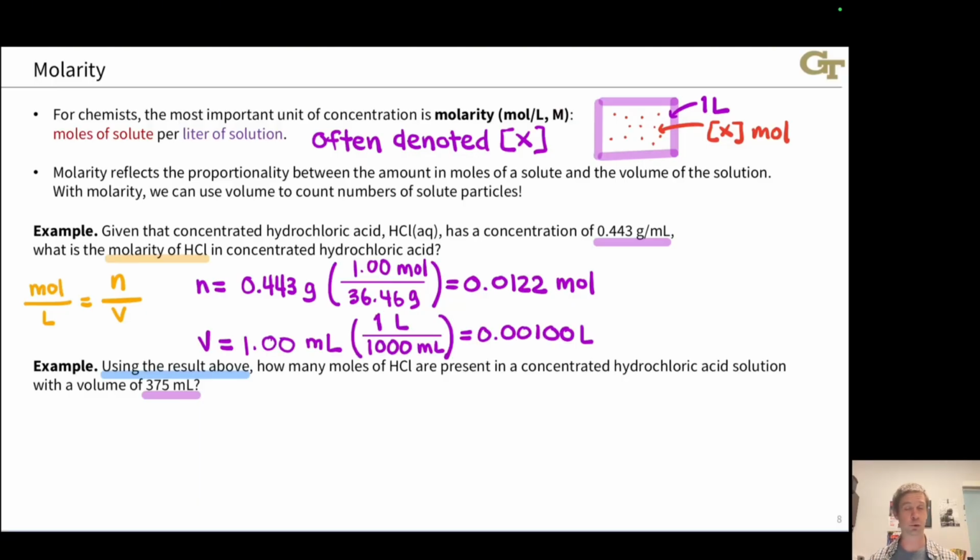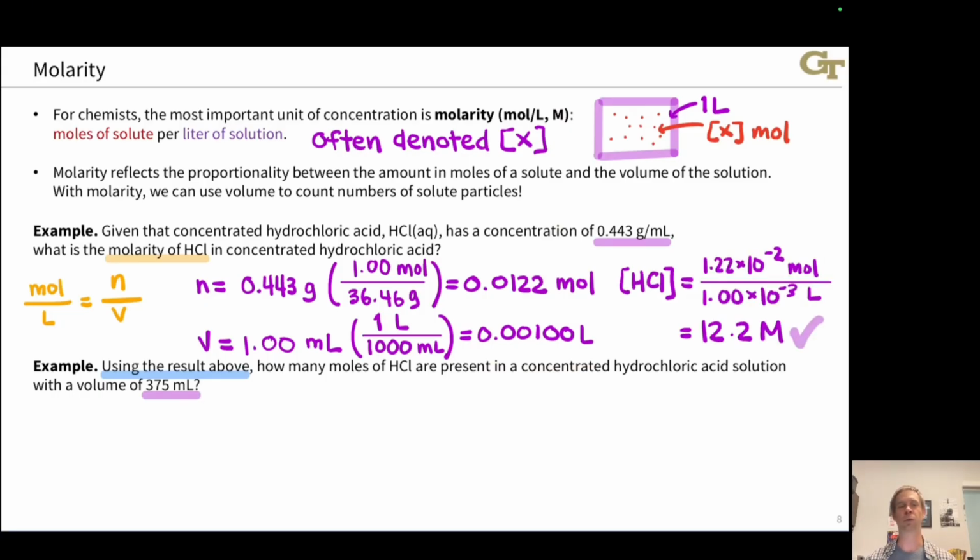The volume, as we just mentioned, is 1 milliliter, but to get the units right, we need to convert this to liters. So I'm going to divide by 1,000, or multiply by 1 liter for every 1,000 milliliters, to get the units into liters: 0.001. And then the corresponding molarity is just this number of moles of HCl divided by this volume of the solution, which comes out to 12.2 moles per liter.